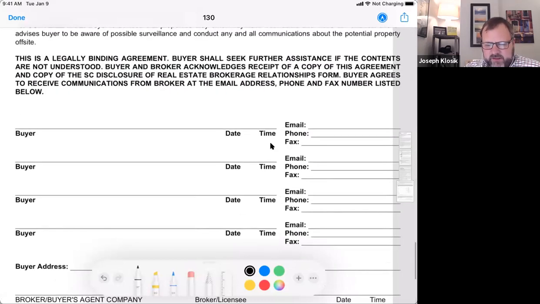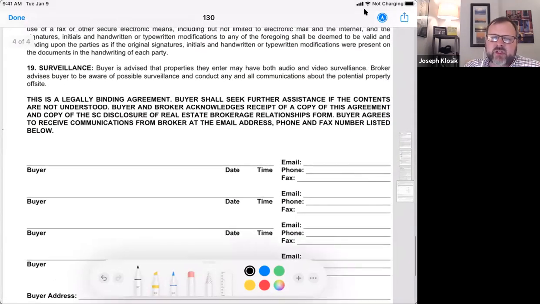And that, in a nutshell, is a quick explanation of the buyer agency agreement. Questions? So this form is required in the state of South Carolina, correct?